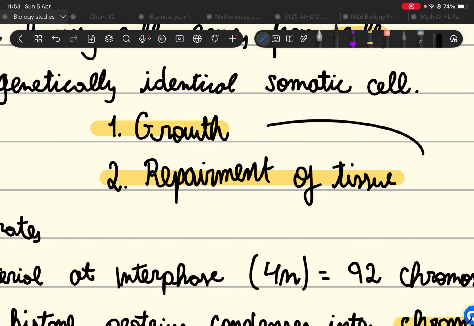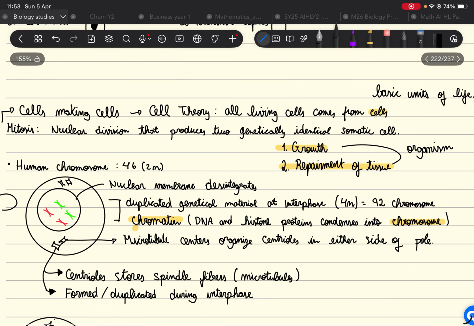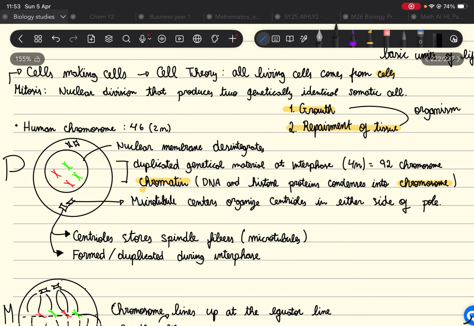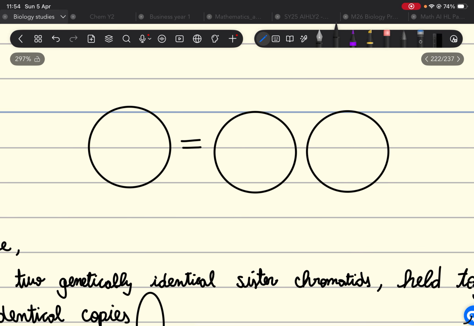So here it's all about one organism, okay? Meiosis is different, right? Because you're making another organism. So, some key things that we need to know. We're going to go from one cell to two cells.